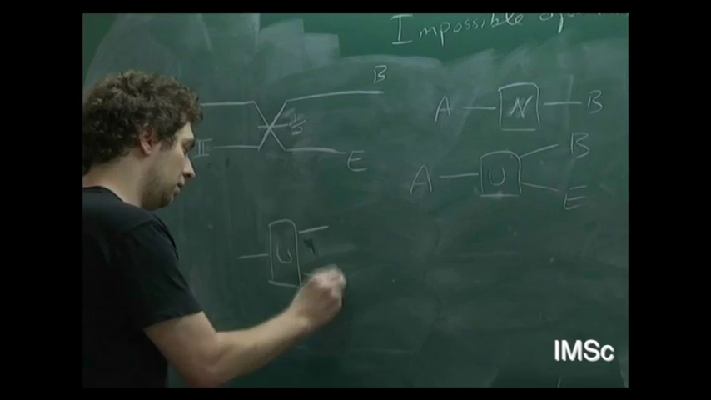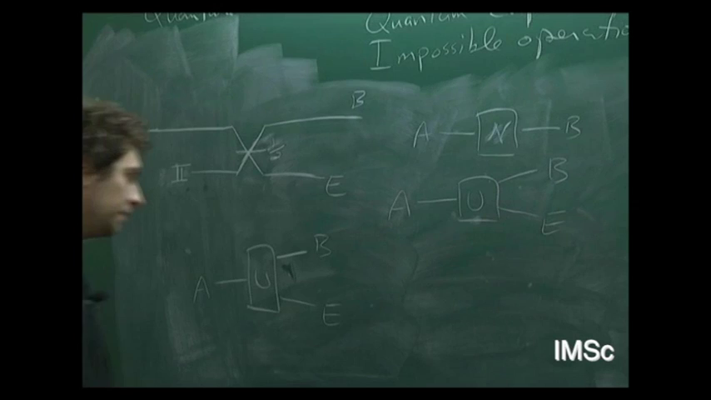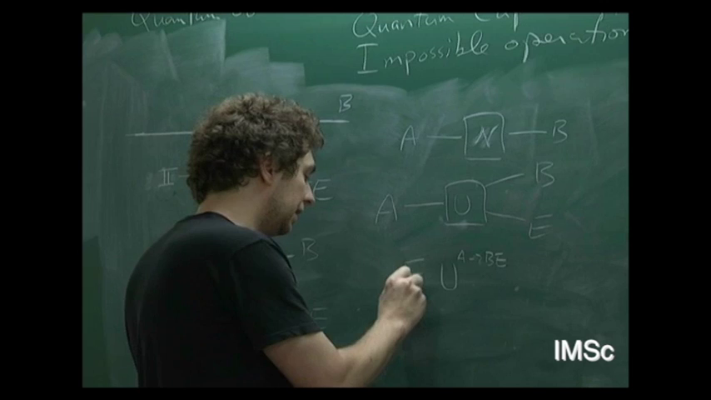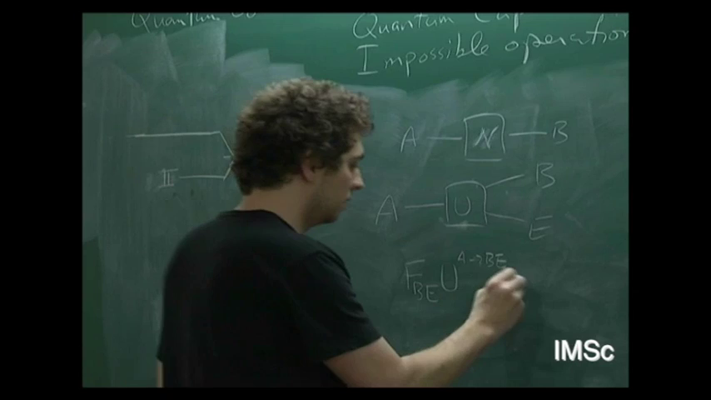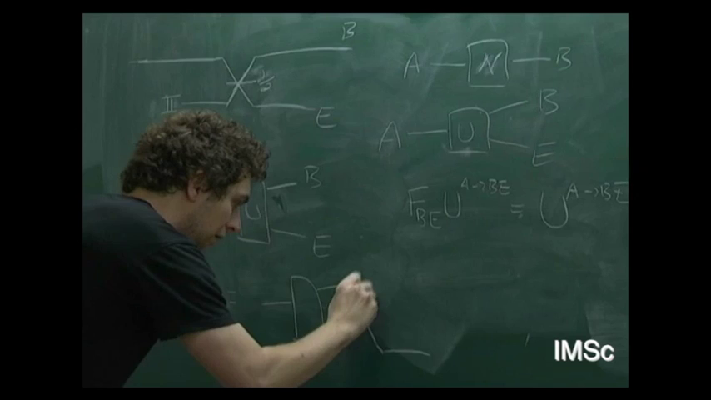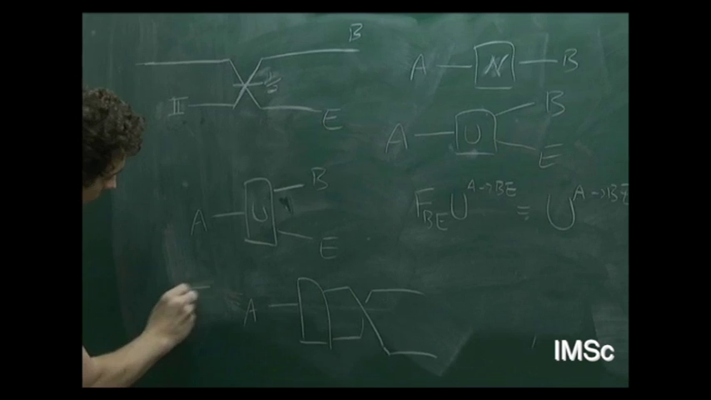And it has the property that when I take this unitary U that maps A to BE, and I apply the swap of B and E, so I just switch the two systems, then it's invariant. Right, so this is going to be equal to this. In that case, the channel has to have no quantum capacity.